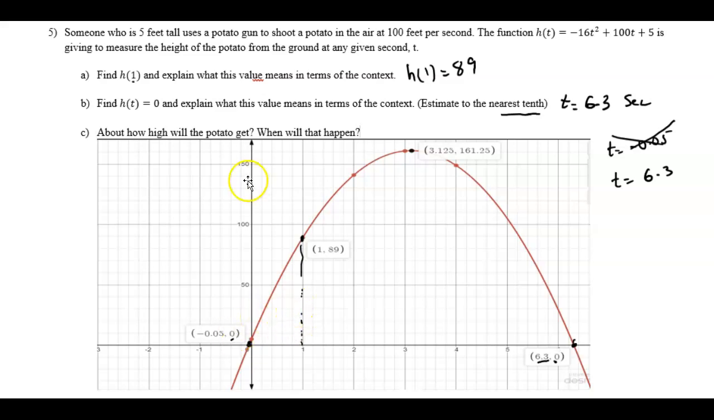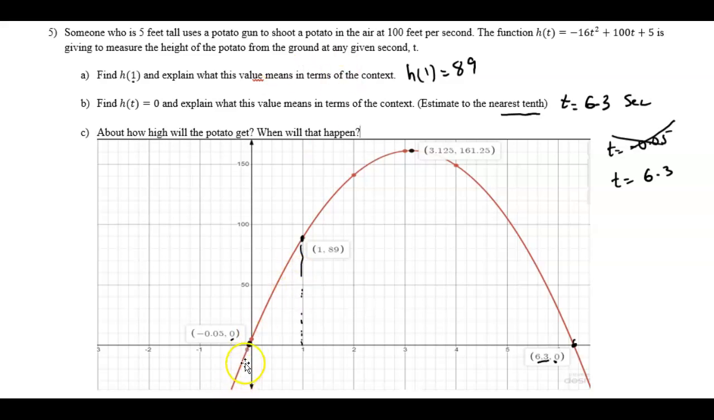About how high will the potato get? That's what they want us to find out, the maximum value. So we need to find out what's the max. In other words, what is the maximum height that the potato reaches from the ground? So the maximum height will be like that.